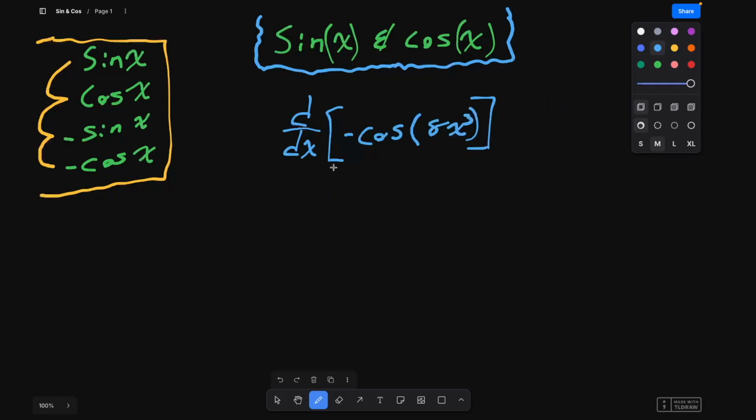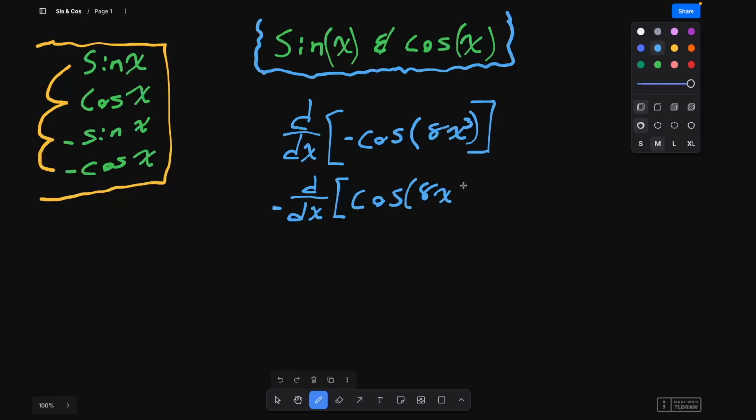What if we have something a little more complicated, like negative cosine 8 times x cubed? Well, we know by looking at our table that the derivative of negative cosine x is sine x, but what I'm going to do is to just pull the negative out in front, just to prove that that works. So then we have cosine 8x cubed without the negative.